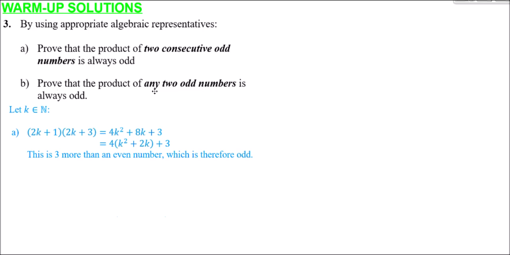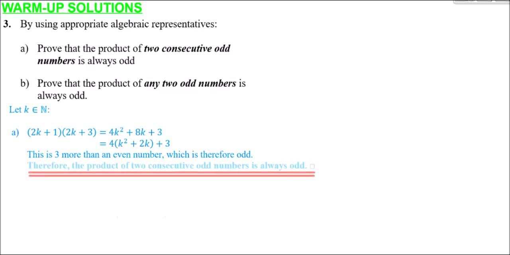Part B is similar, but now we're saying any 2 odd numbers. So whereas before we had to use the same letter that ties them together, now we need to use different letters because the question explicitly is saying these are just any 2 which don't really link in any way, shape or form. So for part B, I should always conclude as well with part A, like I say, to conclude, therefore the product of 2 consecutive odd numbers is always odd. So part B, let K and L represent different, non-tied together or not linked natural numbers.